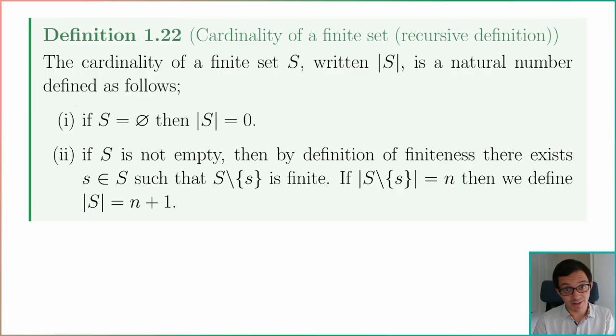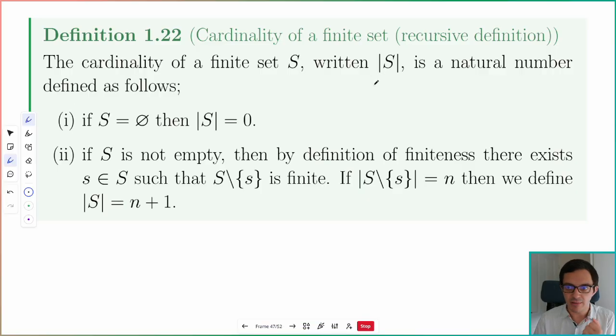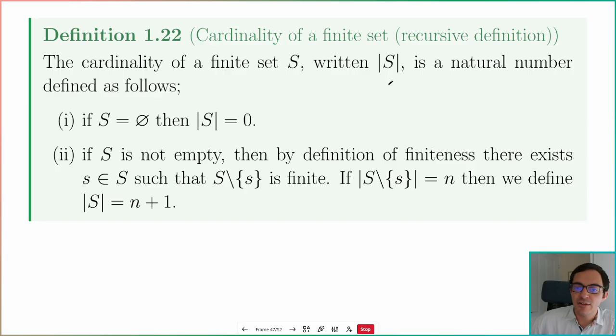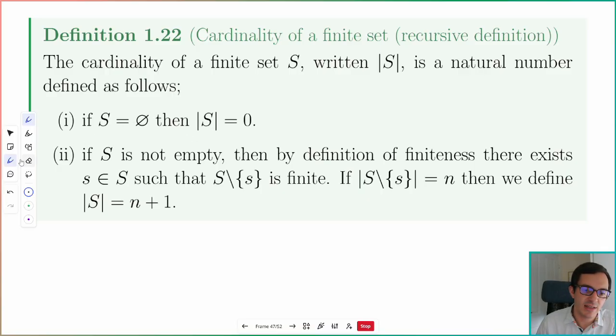And then I can define cardinality, and my definition of cardinality is related. It's written like this. I would say cardinality of S, or maybe just the size of S if I was in a hurry. It's a natural number, and it's defined as follows. If S is the empty set, then we say that the cardinality is 0. So I might write facts like this. The size of the empty set is 0.